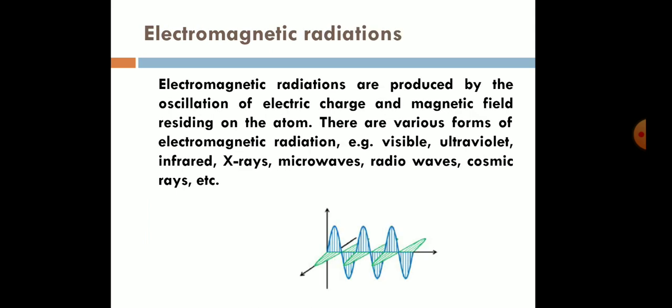Now, as we are dealing with electromagnetic radiations while doing the spectroscopic studies, we need to understand what is electromagnetic radiation. In simple words, electromagnetic radiation is a simple harmonic wave of electric and magnetic fields fluctuating perpendicular to each other. There are various forms of electromagnetic radiations. For example, visible light, ultraviolet radiation, infrared, X-rays, microwaves, radio waves, gamma waves, etc.